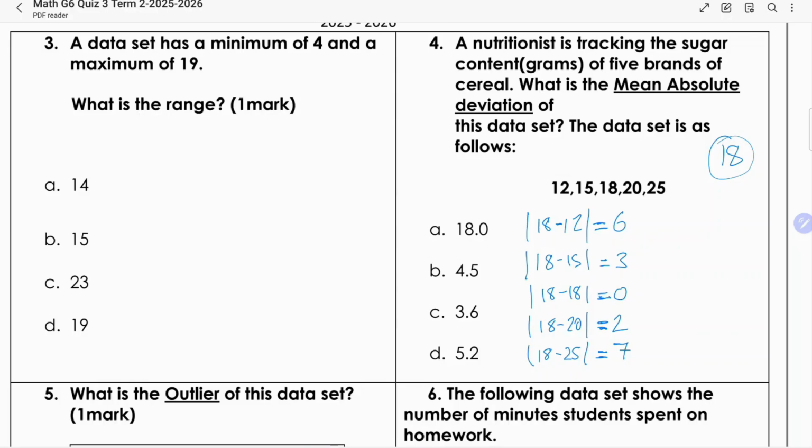Now we've got our distances from the mean. So the next thing we do is find the mean of those differences, of those distances. So we have 6 plus 3 plus 0 plus 2 plus 7 divided by 5.